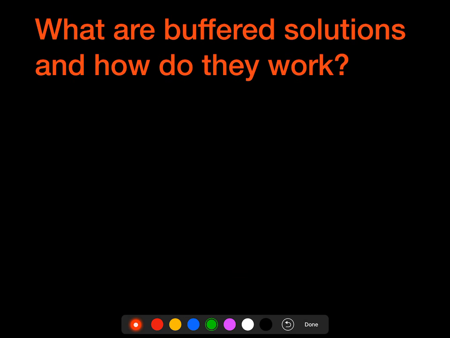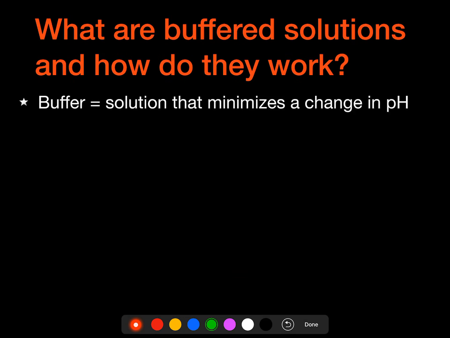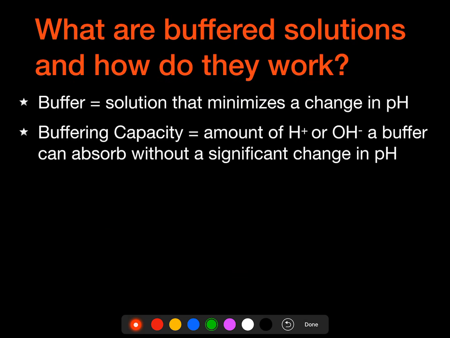Okay, so that leads us into buffers. What are buffered solutions and how do they work? A buffer is a solution that minimizes a change in pH. So if we add a strong acid or base to it, it's not going to change in pH as much. That happens within what we call buffering capacity, and that's the amount of hydrogen or hydroxide ions a buffer can absorb without a significant change in pH.